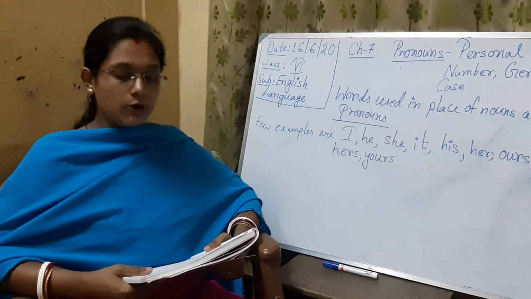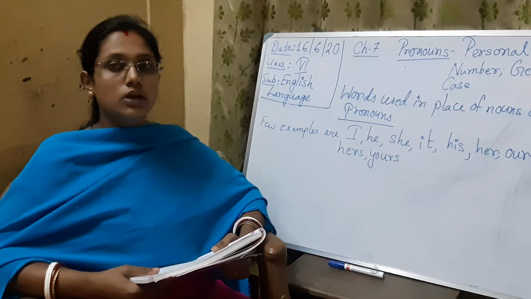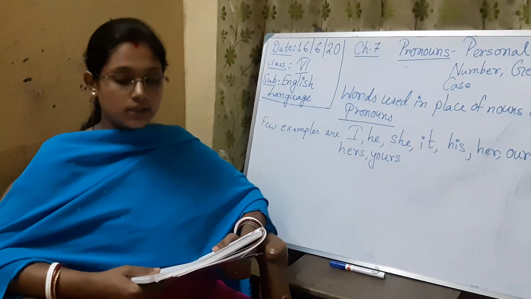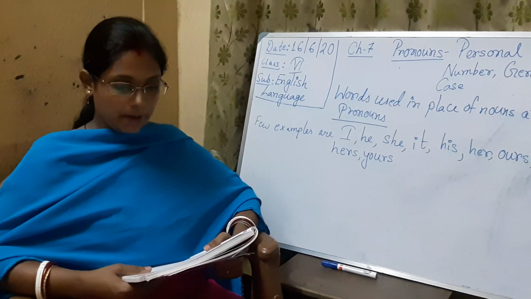Okay, again I am repeating. The first person is I and we. The second person is you. The third person is he, she, it and they.